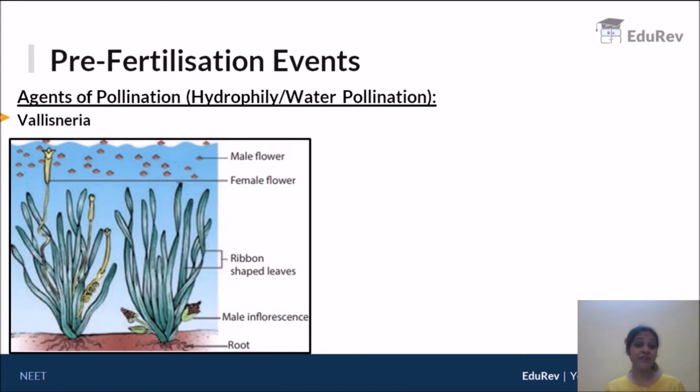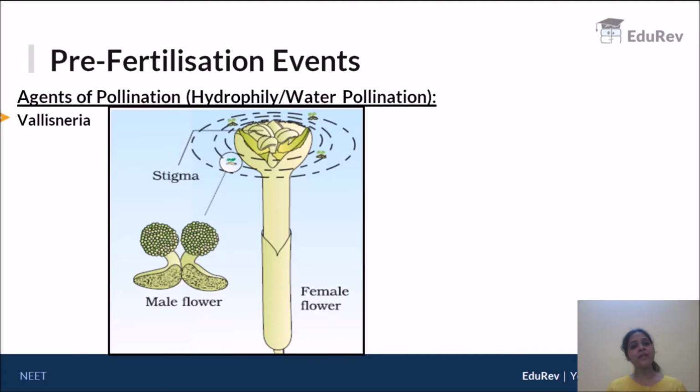Now let's look at the female flower. You see that the female flower looks as if it is also moving towards the surface. However, it's still attached to its parent plant. If you look at the original female flower before it became mature, it's coiled inward. The moment it becomes mature, the coil unwinds and the flower gets projected towards the water surface. So in Vallisneria, the stigma is on the water surface, and the male flower is floating on the water surface. The female flower is partly submerged with just the stigma very close to the water surface.